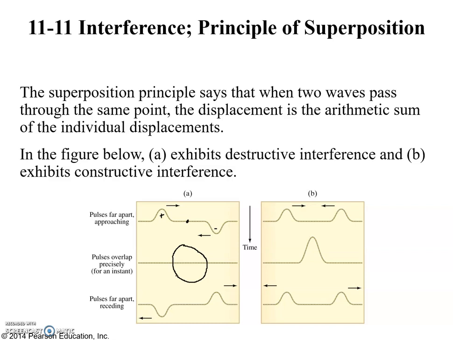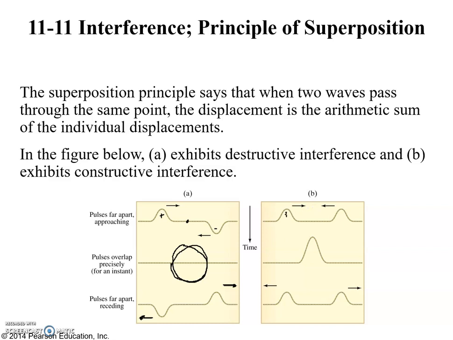Then they pass through each other. The one that was on the bottom continues to the left on the bottom, and the one that was on the top continues to the right along the top. So they pass by each other after coming into contact with each other. But for that brief instant where they do come in contact with each other, they have what's called destructive interference.